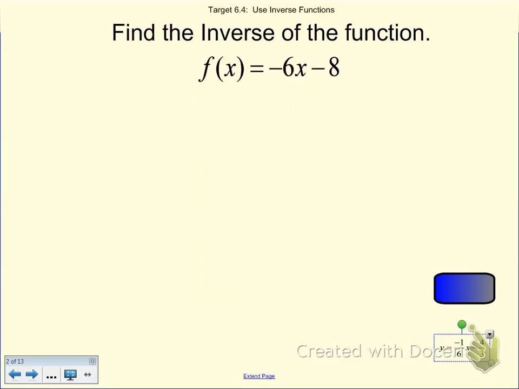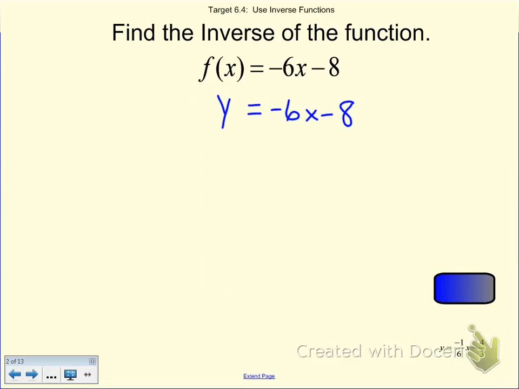Okay, the answer you should have gotten was y equals negative 1/6 x minus 4/3. If you got that, great. Continue on to the next question. If not, here's the explanation. First of all, I would change the f of x to be a y. So it's y equals negative 6x minus 8.